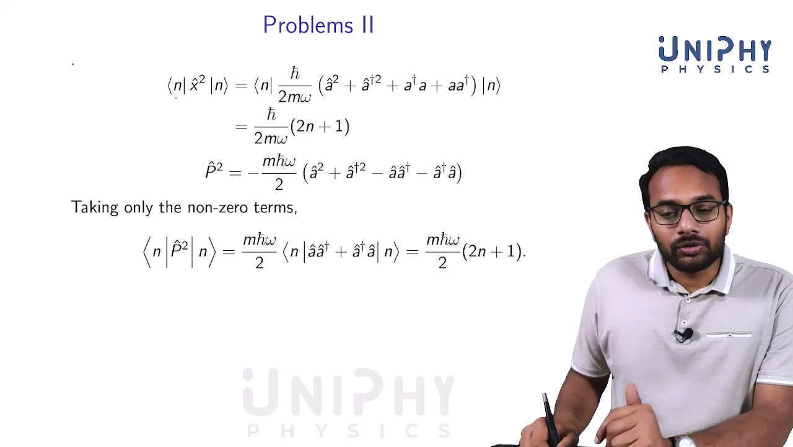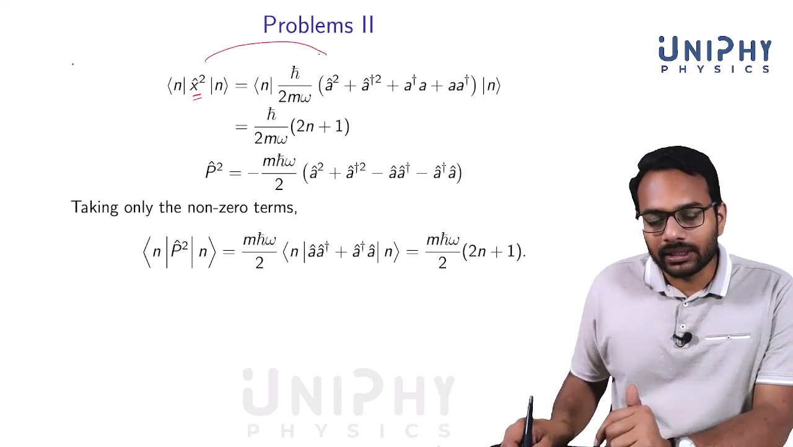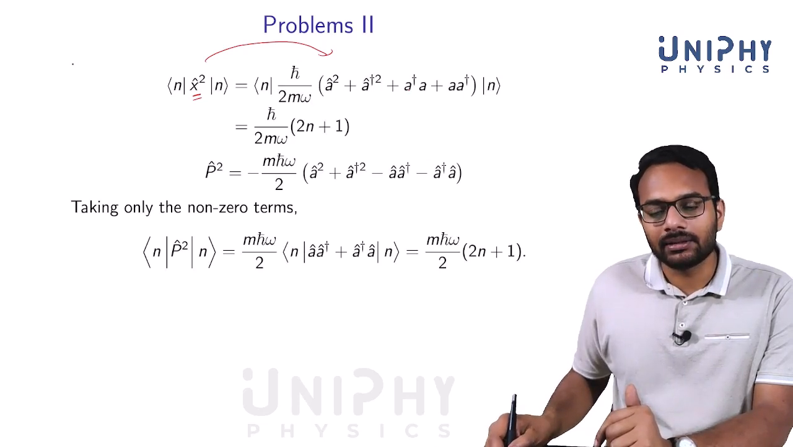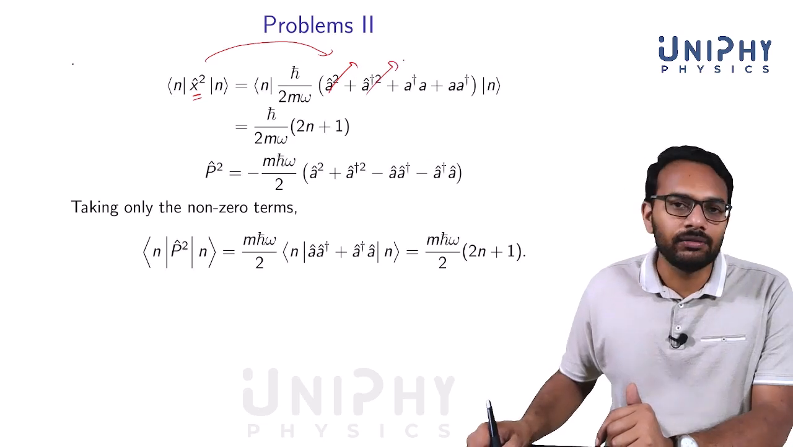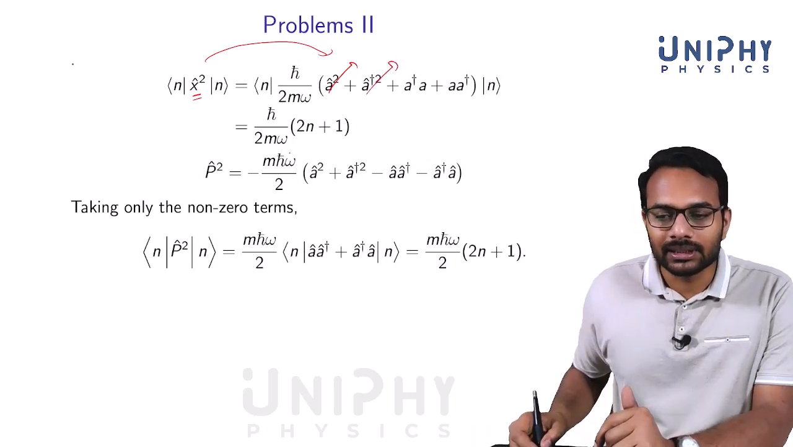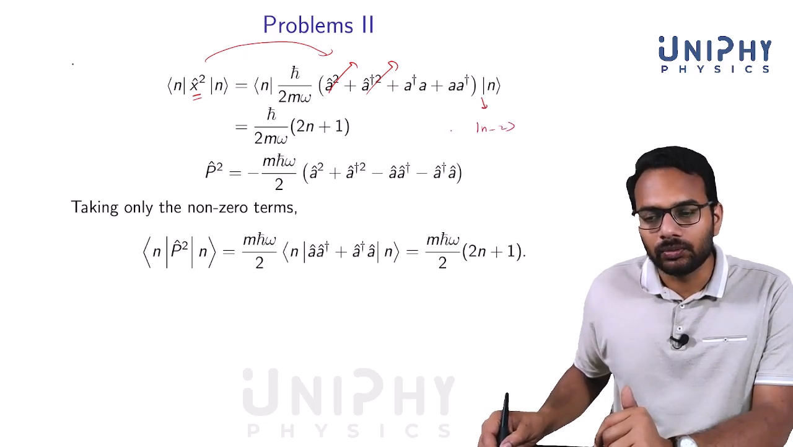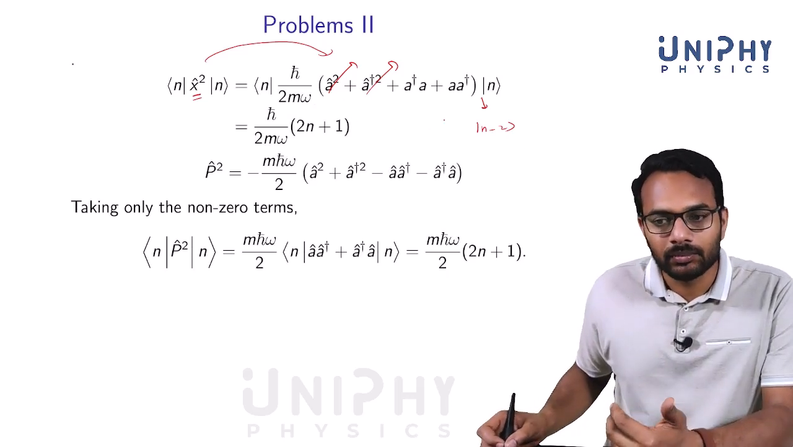Now we can go on to find the expectation value of x square. We substitute x square in here. It's h cross by 2 m omega times a square, a dagger square, plus the mixed terms. Immediately we know that the a square and a dagger square terms will give 0 contribution. Why? Because a square acting on n will take it to a state n minus 2 with some normalization factor, and n minus 2 with n will be 0 because of orthonormality.